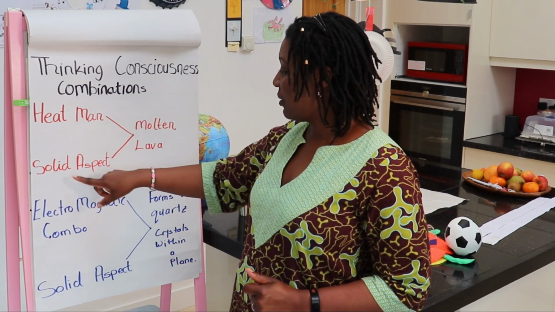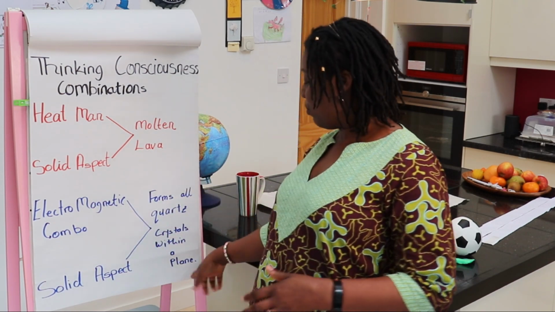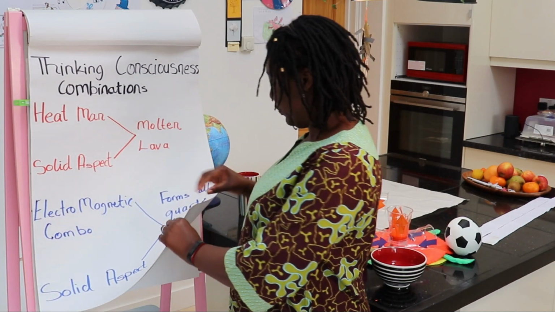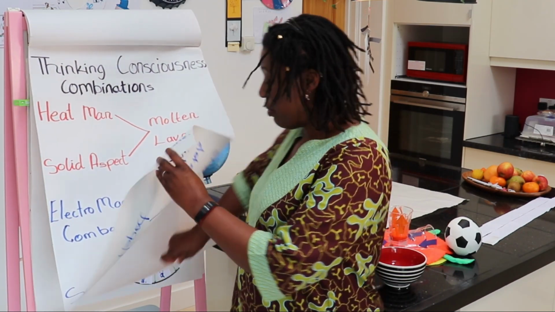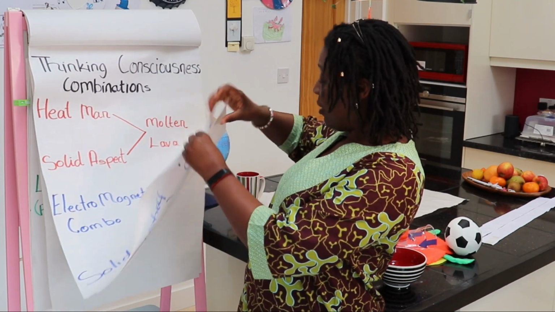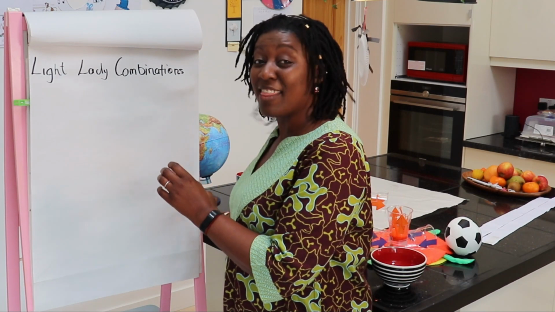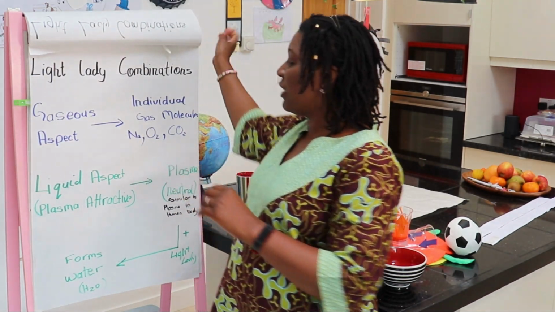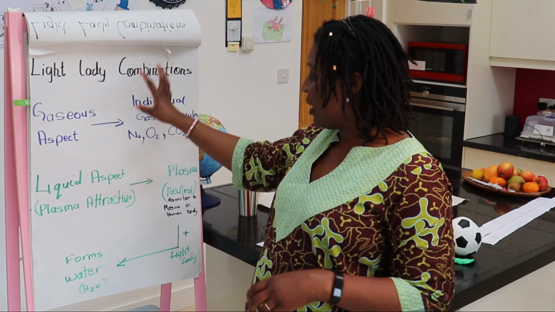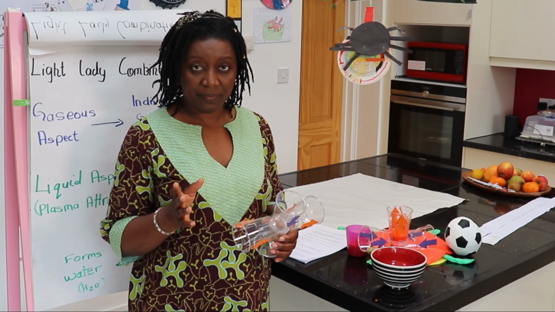Heat man, solid aspect, molten lava. Electromagnetic forms quartz crystals. I just want to remind you, take you back to me talking about some significant thinking consciousnesses and their abilities. And we have the light lady combinations, and I'll just stop there for a minute. Okay? Now for the earth.